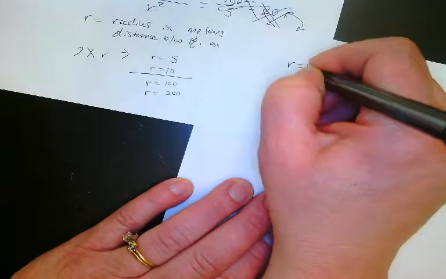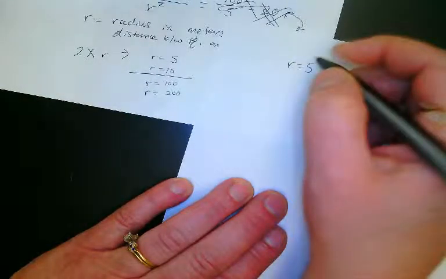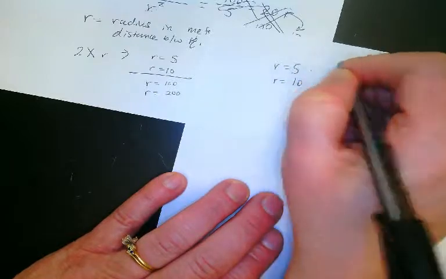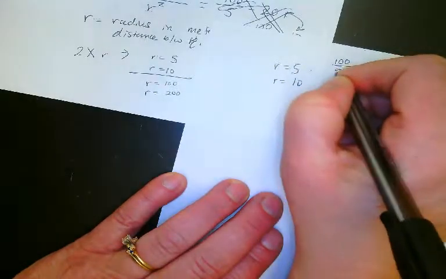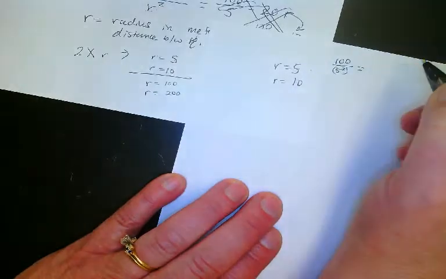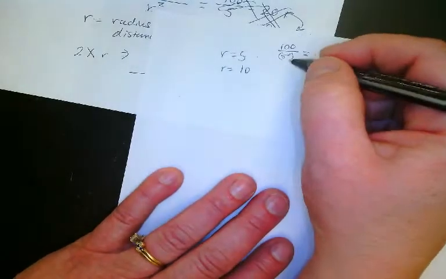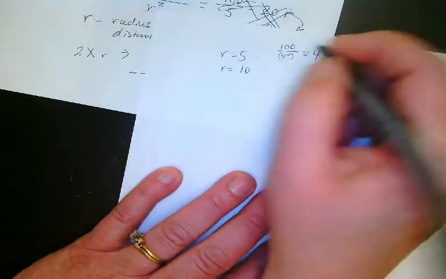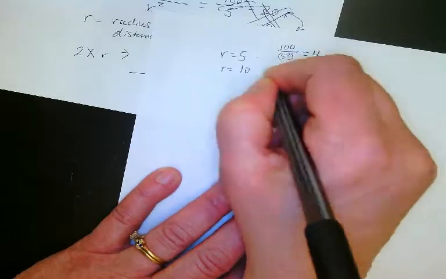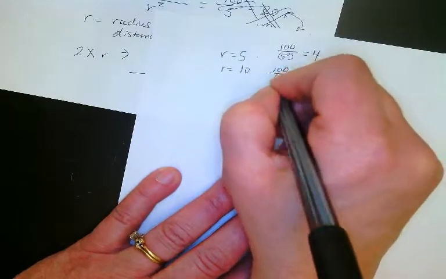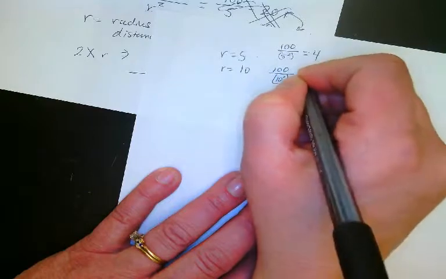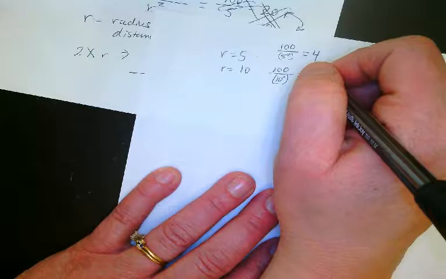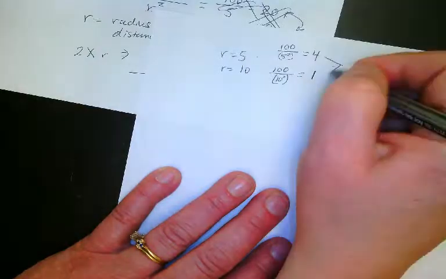So R is 5. Let's start over again. And in the equation, I have to make sure I square it. So 5 squared divided by 100 is what? So 100 divided by 2 is what? 4. And now I need to take 100 divided by 10 squared. What's 10 squared? So 100 divided by 100 is 1. How much did the force change?